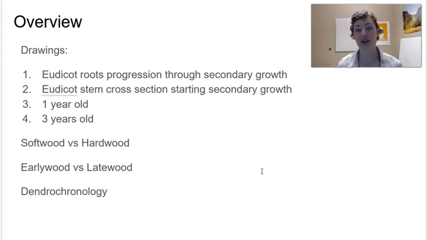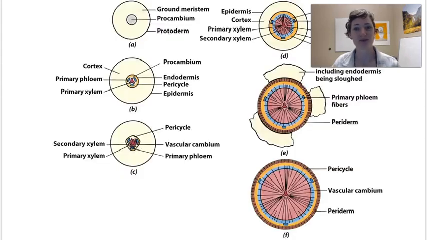Little overview. First we'll look at that general progression just as a review of how secondary growth occurs in the roots. Then we'll look at that same progression, or a similar progression, that happens in the shoots, and we'll look at cross sections of each stage along the way. Then we will look at different types of wood. We will learn some terms for how to talk about a wood cookie, which would be a secondary stem cross section. And then last we'll talk about dendrochronology. All of this should come up in your lab, so it will hopefully be useful to you.